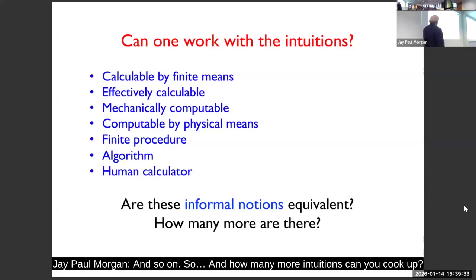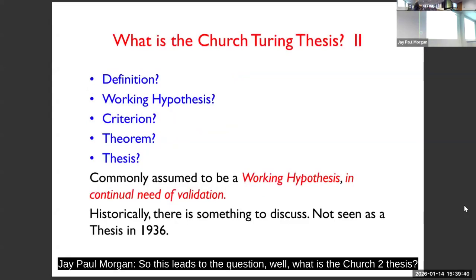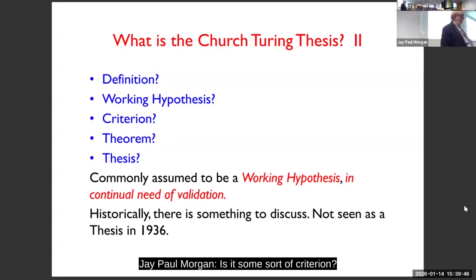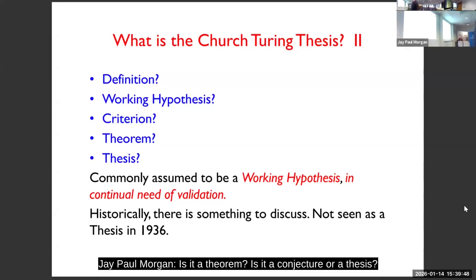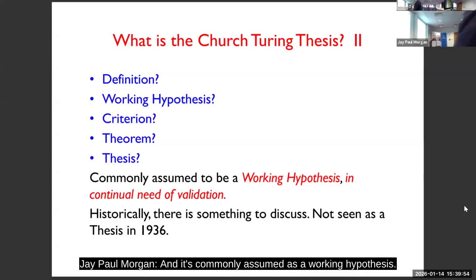Mean. What does that mean? And so on. And how many more intuitions can you cook up? So this leads to the question, well, what is the Church-Turing thesis? Is it a definition? Is it a working hypothesis? Is it some sort of criterion? Is it a theorem? Is it a conjecture or a thesis?